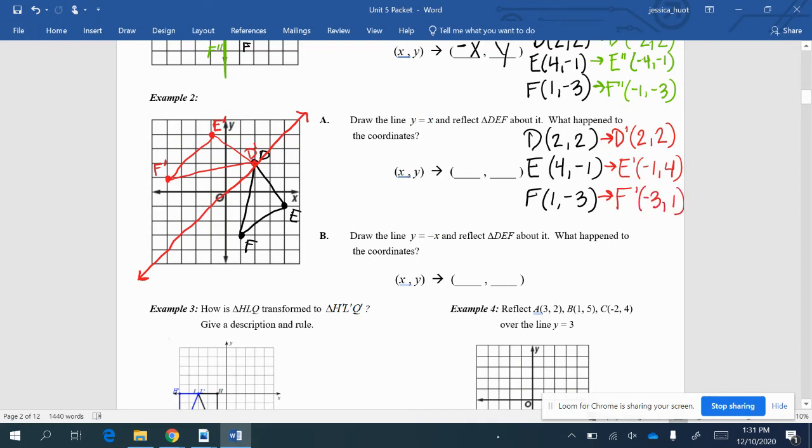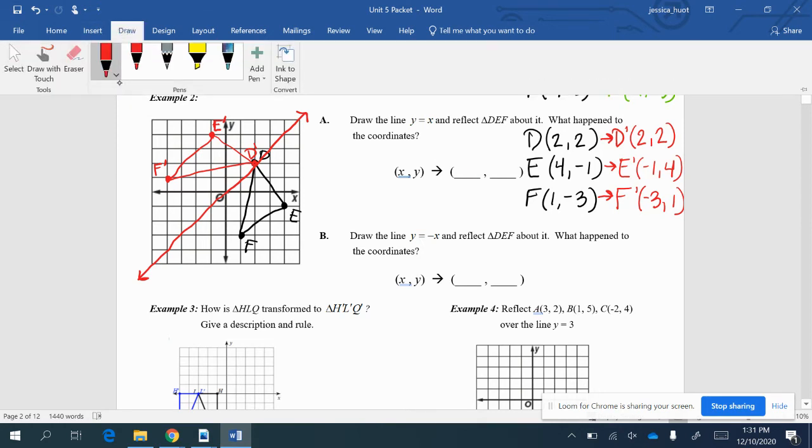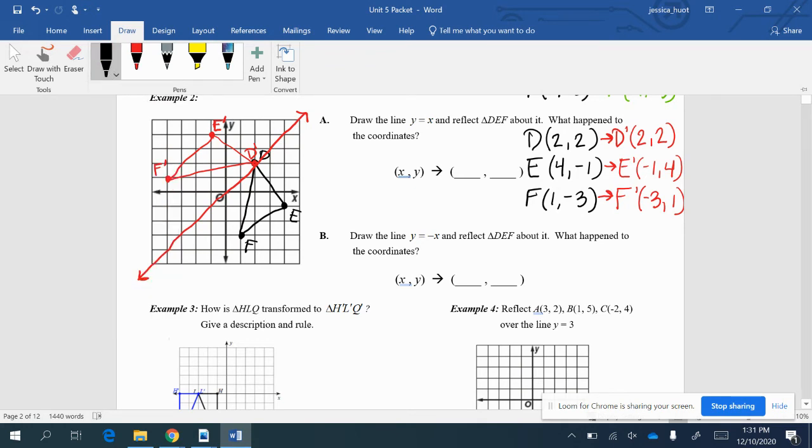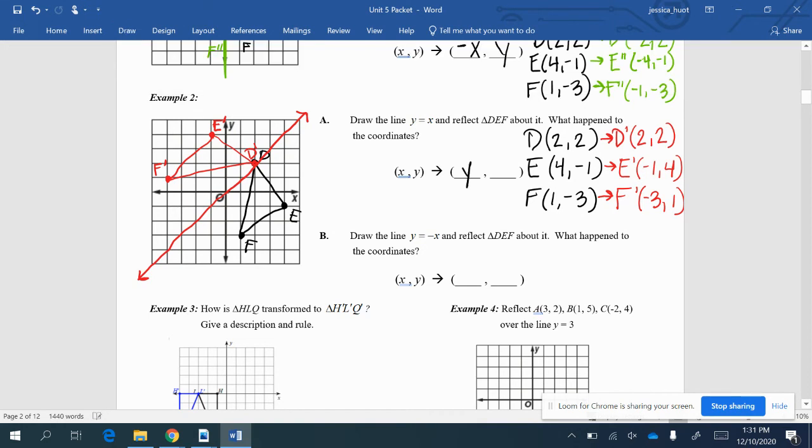So if we look here when I'm comparing my points, it looks like our Y's and our X's are changing locations. Okay, so they're being flip-flopped throughout our picture. So XY becomes YX. Okay, what about the line Y is equal to -X?